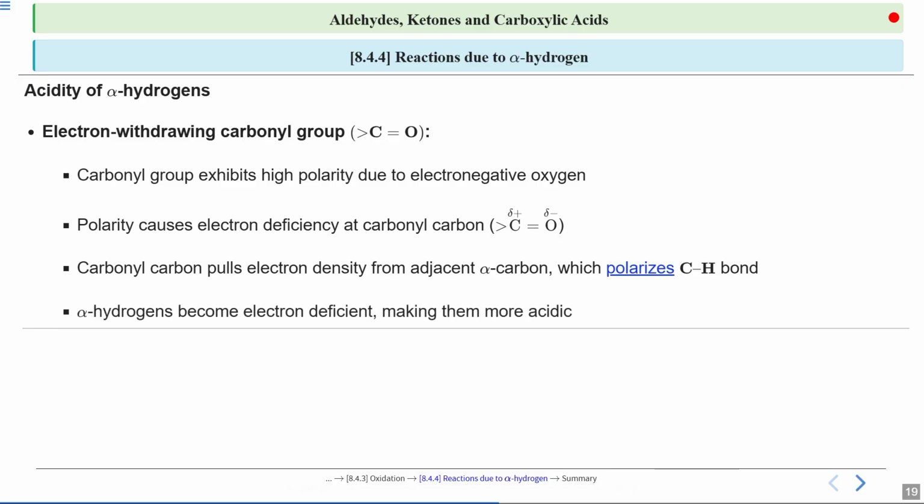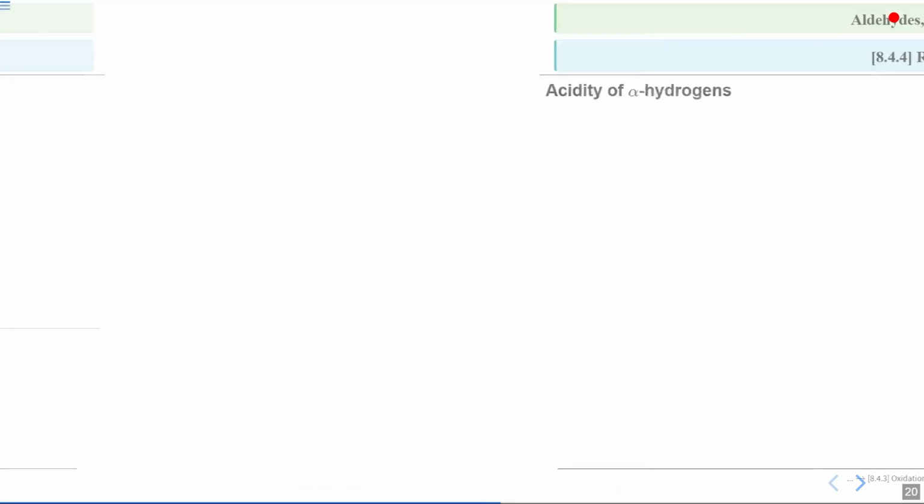So finally, the alpha hydrogen becomes more acidic due to this electron deficiency. How do you determine acidity? By how easily it donates its H plus ions. So the alpha hydrogen becomes more acidic, and this makes the removal of the hydrogen easier. Okay, so that is why the hydrogen on the alpha carbon is more acidic.